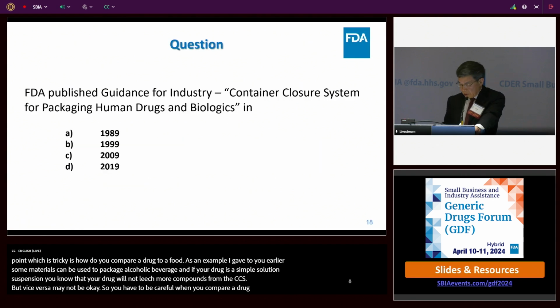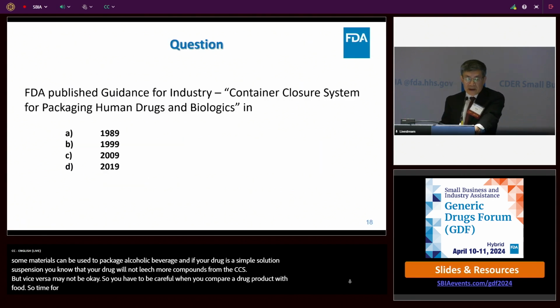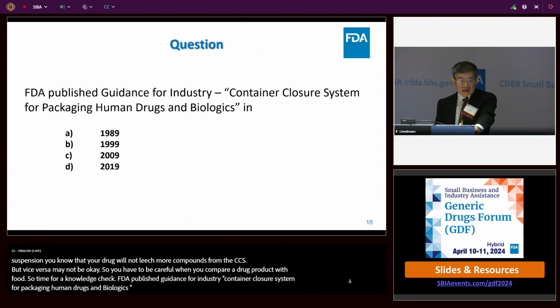So, time for a knowledge check. FDA published a guidance for industry, Container Closure System for Packaging Human Drugs and Biologics, in A, 1989, B, 1999, C, 2009, and D, 2019. The correct answer is 1999.